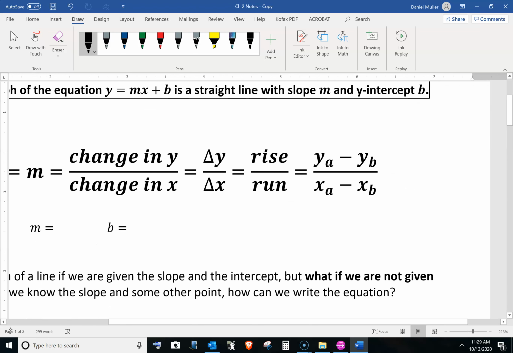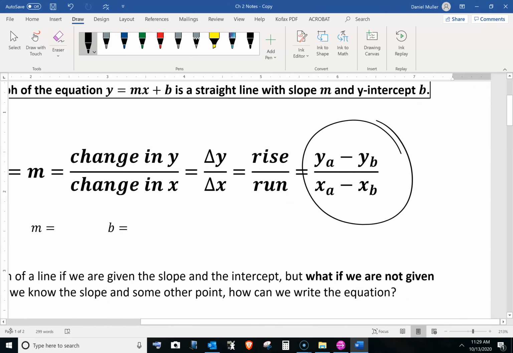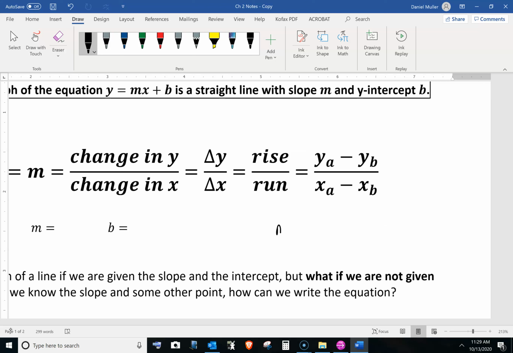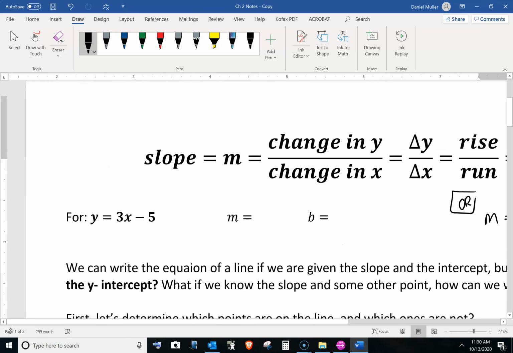So it is good to remember that our formula for a slope is ya minus yb all over xa minus xb. You could flip that around if you wanted, yb minus ya all over xb minus xa, so keep that in mind. There was a video where I did that and the slope came out to be the same. So it doesn't matter which order, as long as it's BA or AB, keep it the same.